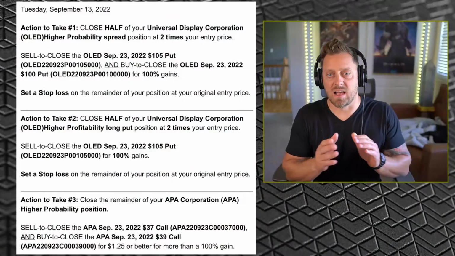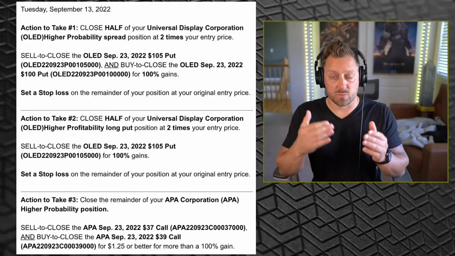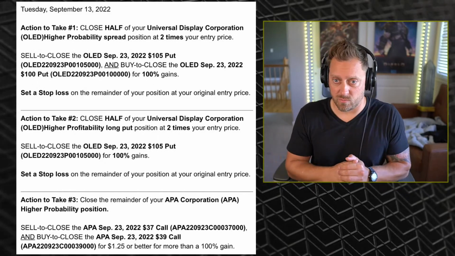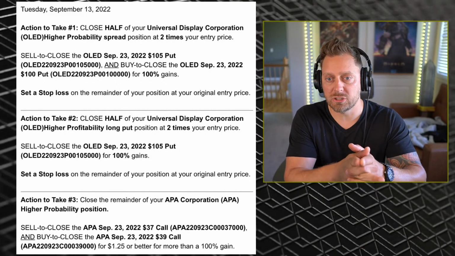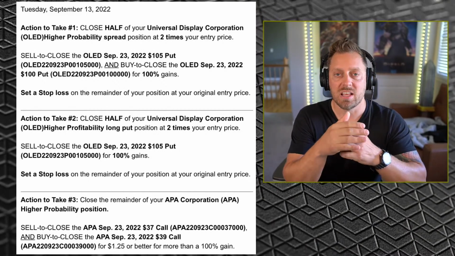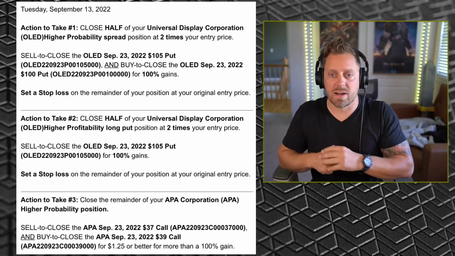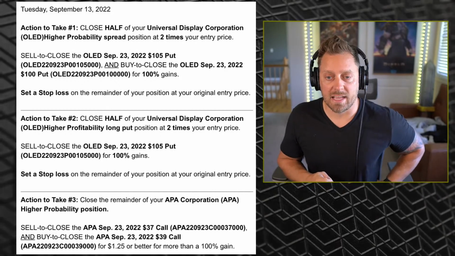Of course I can, Tom. We had on September 13th, as you said, yesterday, 3 different actions to take. Let me take you guys through them right now. First one is close half of your Universal Display Corporation higher probability spread position at 2 times your entry price. The instructions to do that are right there below. You're going to be setting a stop loss on the remainder of your position at your original entry price.